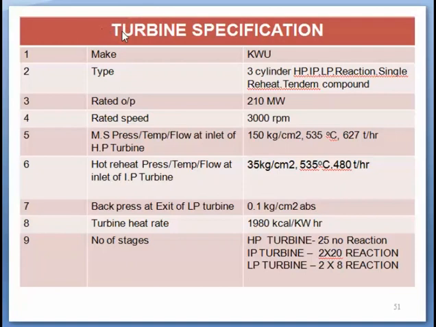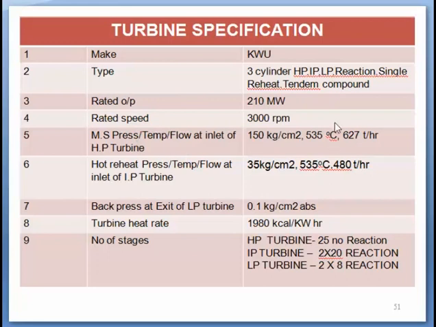Though we will deal in detail with the turbine, here is just an overview of the turbine which is used in a thermal power plant. Its make is KWU. There are two types of turbine, basically LMW and KWU. LMW were Russian makes and KWU is German make. Its type is 3-cylinder, that is HP, IP, LP. It is a reaction type of turbine, single reheat, and they are tandem compounded. They are in series. Its rated output is 210 megawatt. The speed will be 3000 RPM.